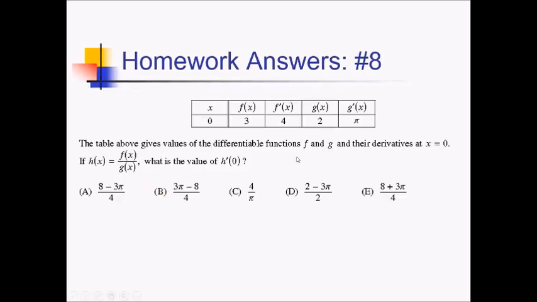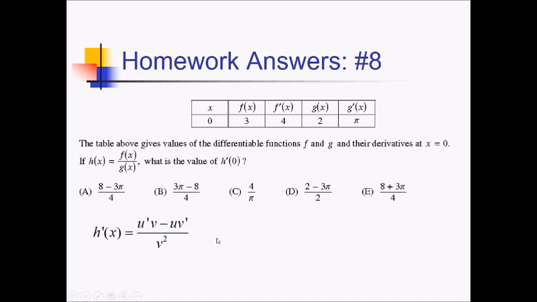For this problem, we're given a table for the differentiable functions f and g, and we want to figure out h prime of 0. So h is just f of x over g of x. This is one where we're going to have to use the quotient rule because there's no way to do this by simplifying. So let me write that out. u prime v minus uv prime over v squared.